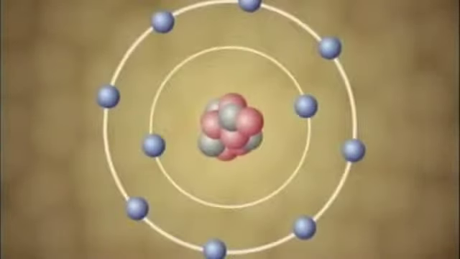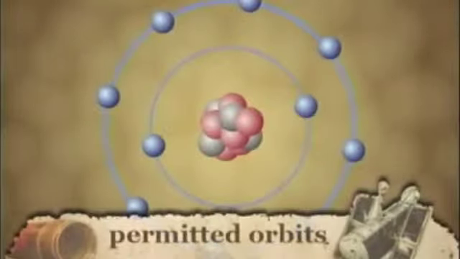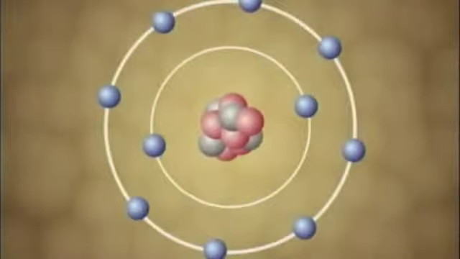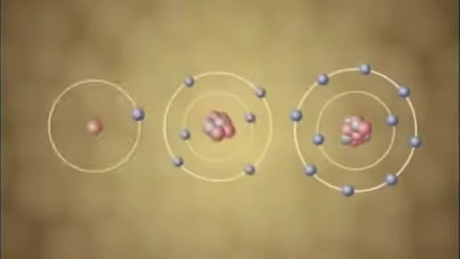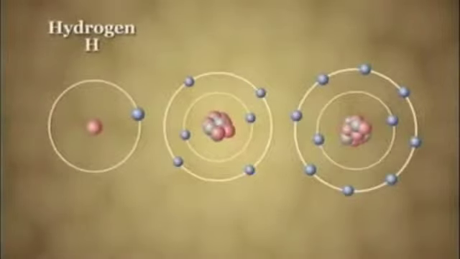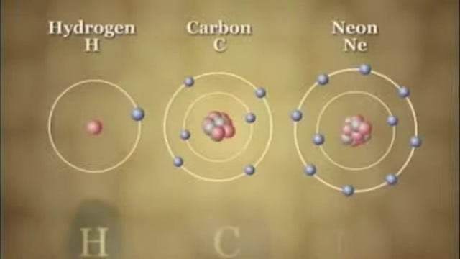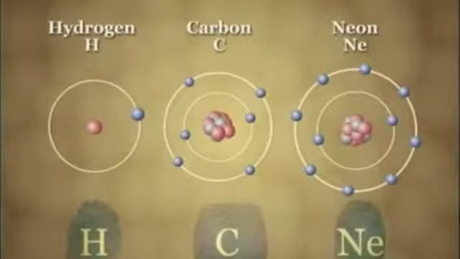An electron can orbit the nucleus of an atom only at specific distances known as permitted orbits. The number of protons in the nucleus determines the arrangement of these orbits. Here we have an illustration of an atom of hydrogen, one of carbon, and another of neon. The combination of orbits is unique to each element and can be used to identify them, much like fingerprints identify individual humans. No two elements have the same combination of permitted orbits.